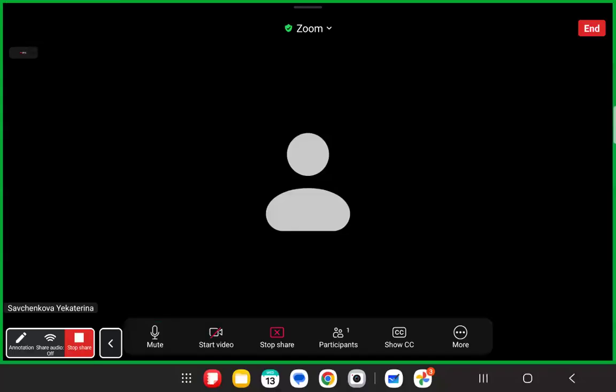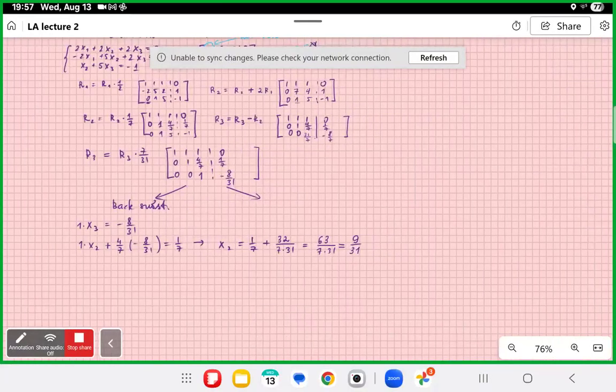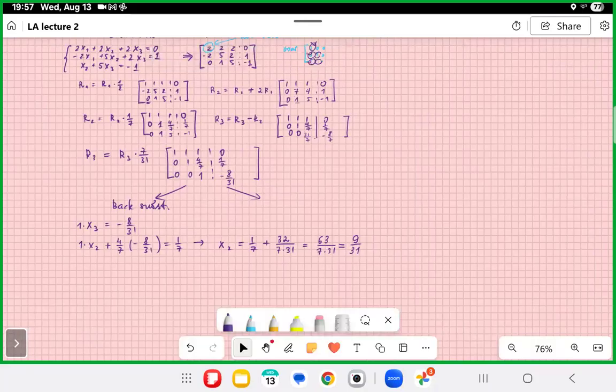Sorry, guys. I'm trying to figure out why screen sharing... Okay, sorry. I'm hoping that it's not going to be that bad for all my lectures.